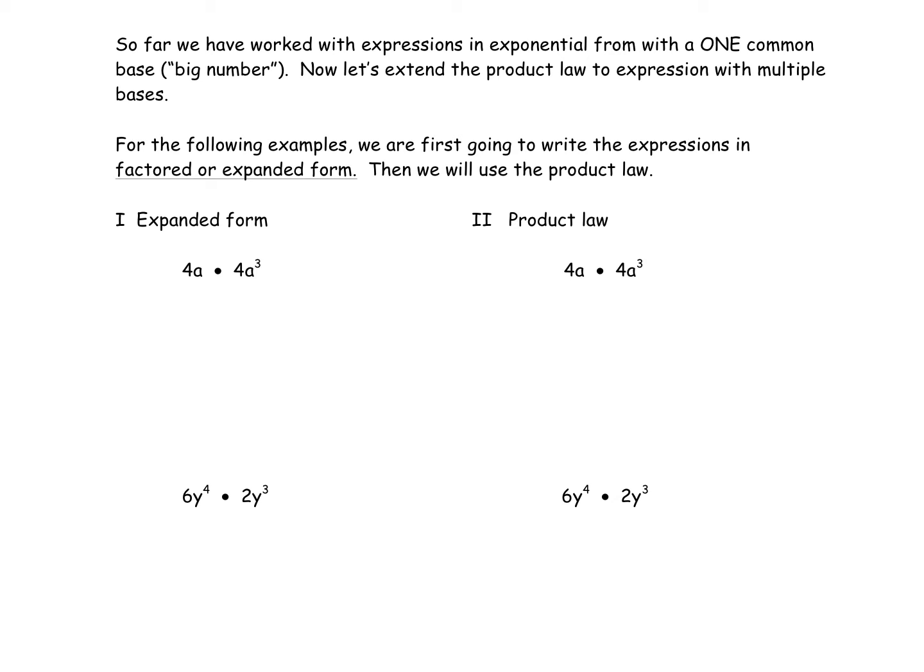So if we work on the first expression, I see 4a. So 4a together means 4 times a. So I'm going to write this out the long way. I'm going to expand each one of those. So 4 times a. Then I see this times dot, and this expression means 4 times a to the third power, and a to the third power is a times a times a.